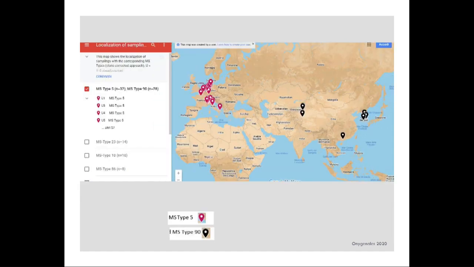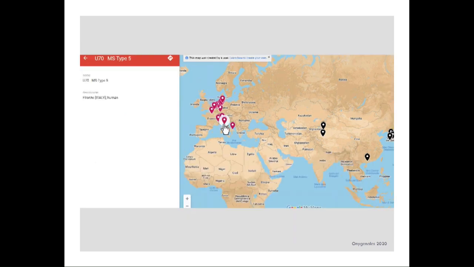And if you go to the next slide, please, we have the example of the two most prevalent MS types, number 5 in violet and number 90 in black. This visualization allows us to appreciate that MS type 5 is distributed mainly in Europe, from southern Europe up to northern Europe, while 90 dominates in Asia. The next one, please.